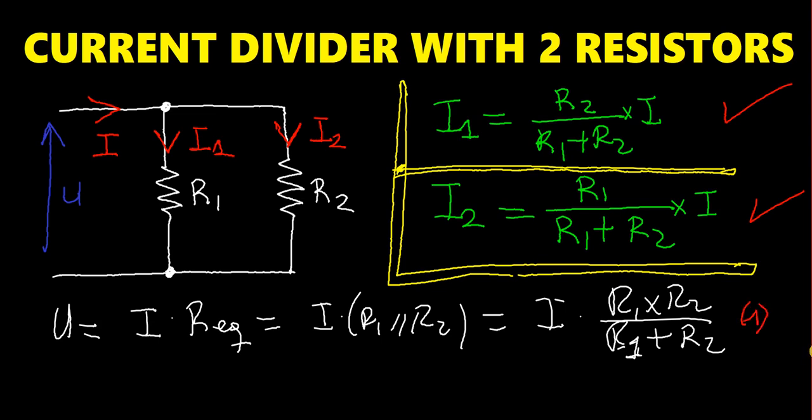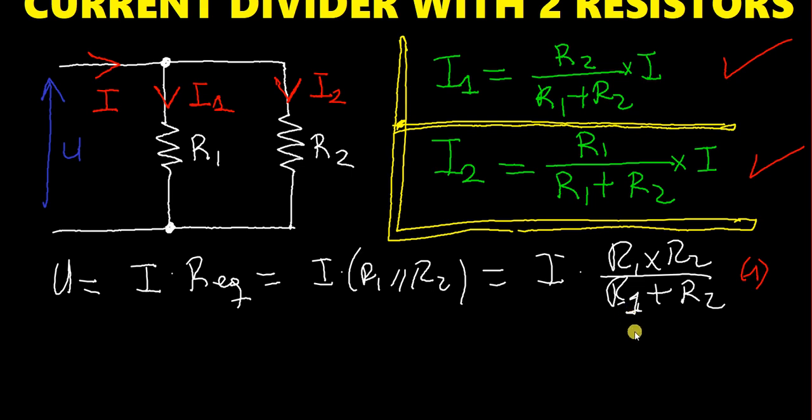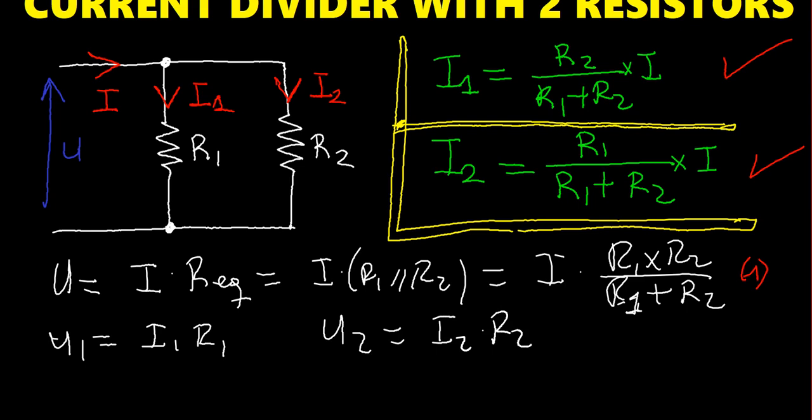Okay, let us go down and find the expression of U1, the voltage across R1. U1 will be equal to I1 times R1, and U2 will be equal to I2 times R2. Let's call these two equations respectively equation 2 and equation 3. Knowing that both items are connected in parallel, they will have the same voltage.